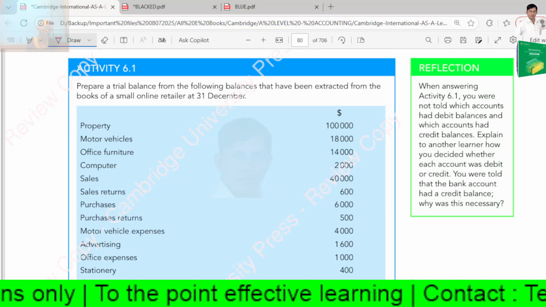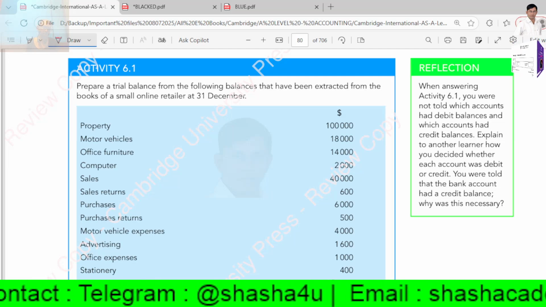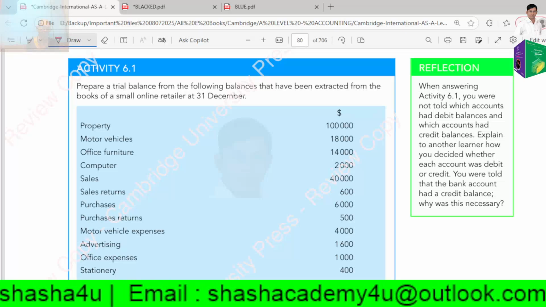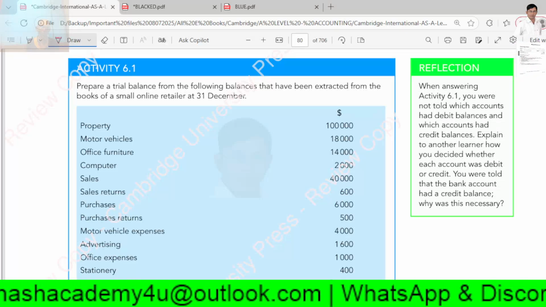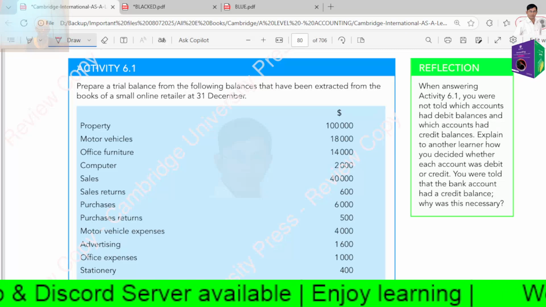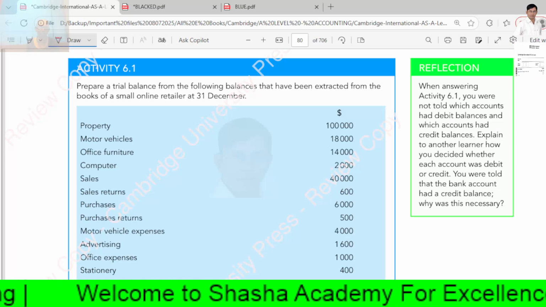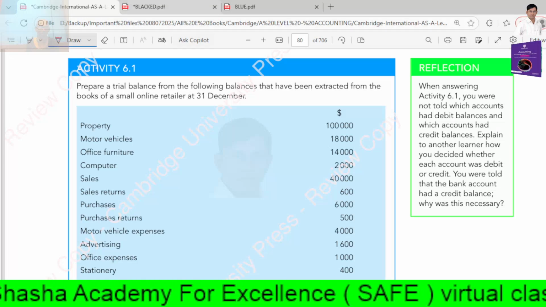Before having a look at this session, I request you to try this problem on your own. Basically, it's a very easy, very simple topic. So I think you will be able to do it. You can then cross check with the solution. Prepare a trial balance from the following balances. Okay, so how do we do it?